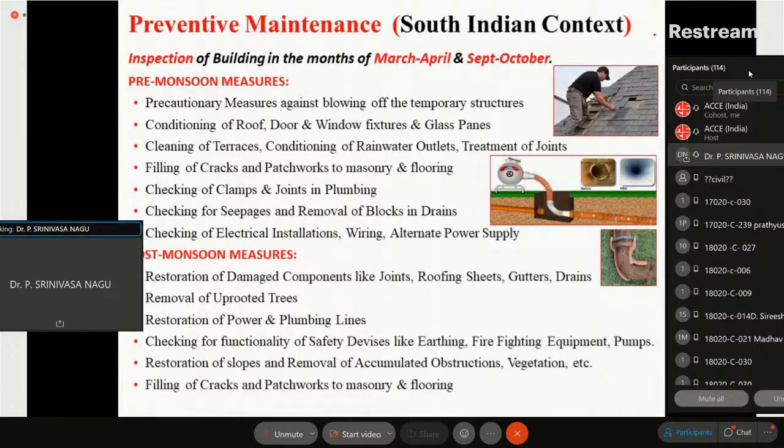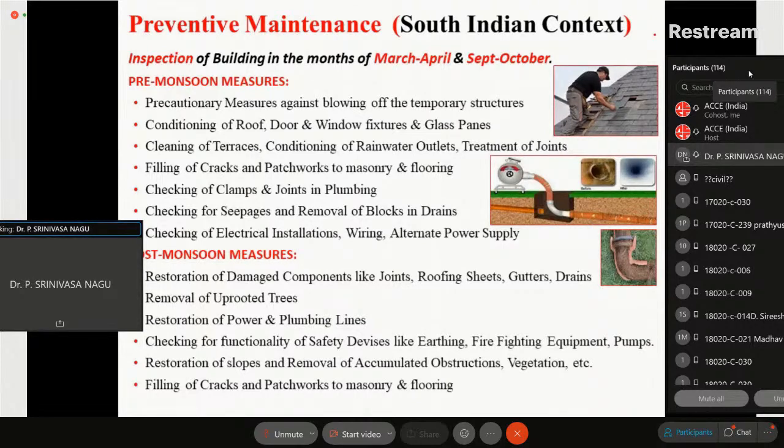Leakages also will tell about backlash-related issues with the clamps, etc. Okay. So check the condition of the roof, doors, window fixtures, glass panes, how they are, whether they are able to resist the blowing winds or not. You have to check and take appropriate action. That is, you prevent damage by proper inspection, proper documentation, proper approach.